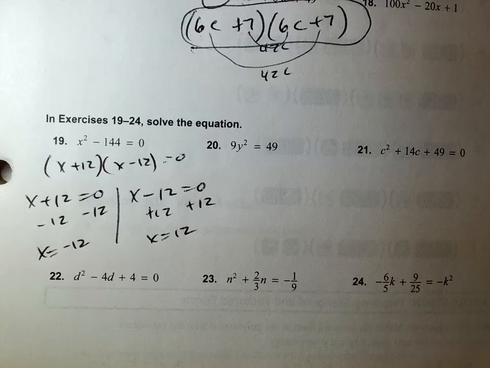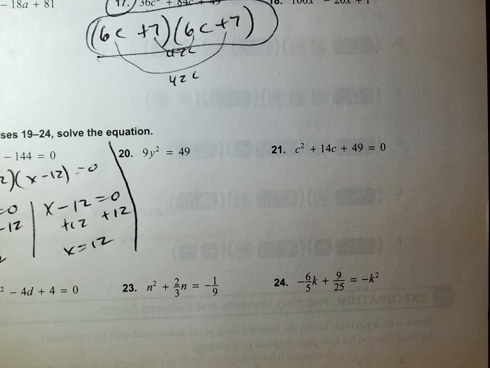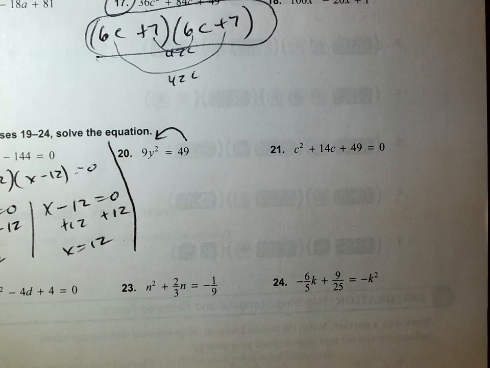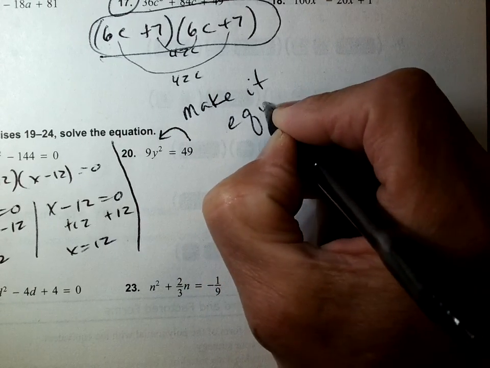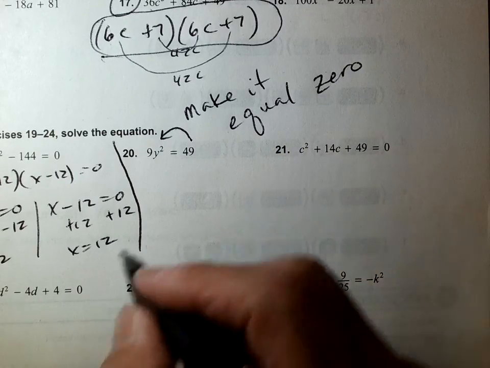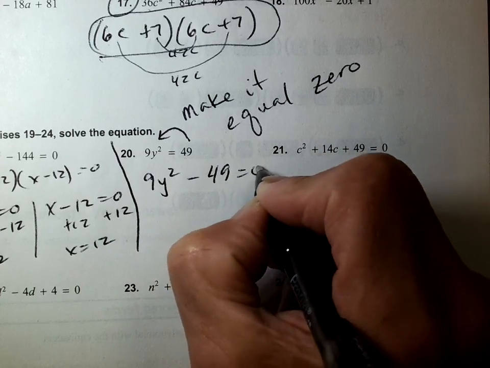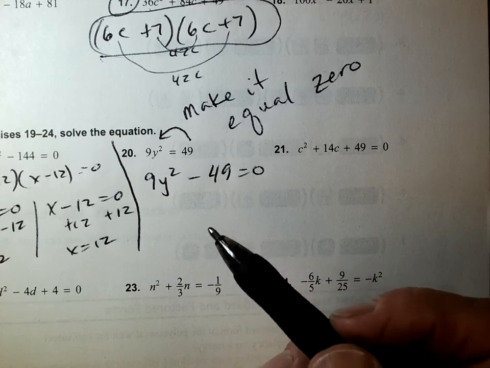Okay, number 20. I'm going to shift over to 20. Here's what you need to do. Please watch. Everybody please watch. Okay, Josiah's watching. When you solve, you need to bring the 49 over. You need to make it equal 0, okay? So I'd have a 9y squared minus 49 equals 0, okay? You got to bring it over and make it equal 0. And I got a negative 49 when I brought over and subtracted it, right?